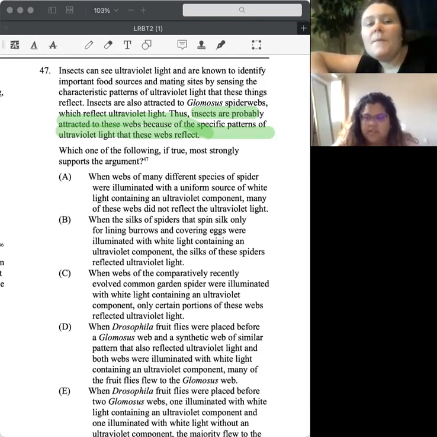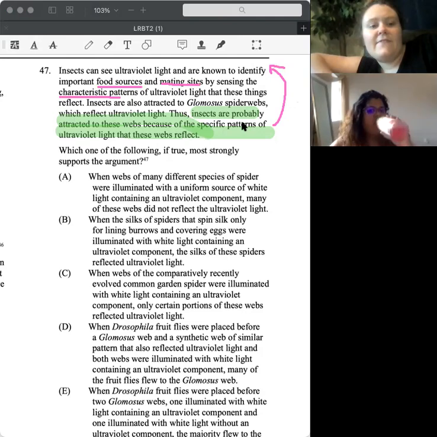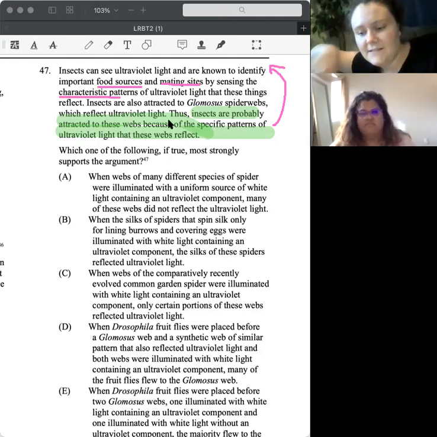Well, there are, but they tell us that insects are attracted to this light again, and they are known to like the food and mating sites, because it gives us a comparison, right? They're saying they are probably attracted to the webs because of the specific patterns, because they're also attracted to the patterns when it comes to food sources and mating sites. So we want to strengthen the idea that they're attracted to these things because of this.